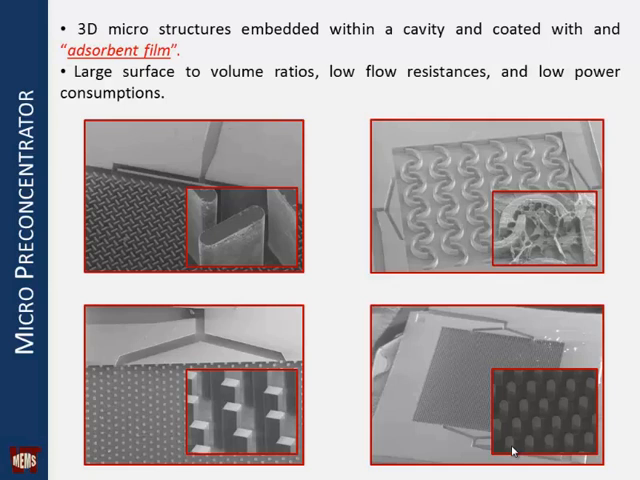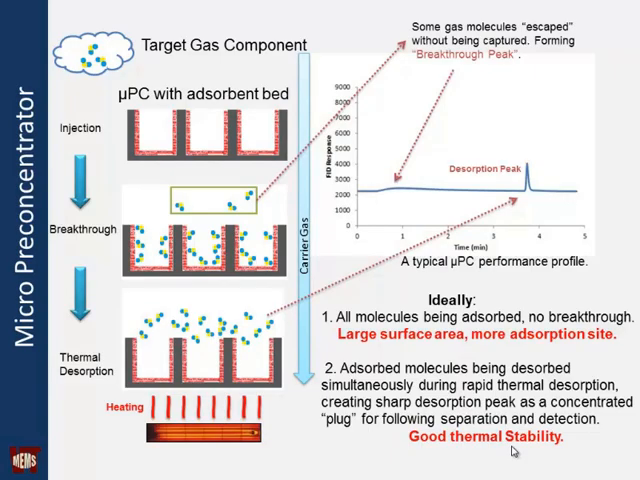When you do this, you create a chip which has a very large surface to volume ratio, which is essential for effective gas adsorption. These pillars are coated with a polymer. The gas comes in, and it interacts with these polymers, and it is adsorbed on the surface of these polymers. If some of them escape, then you can generate a breakthrough peak. Ideally, we want that breakthrough peak to be 0 during the adsorption phase.